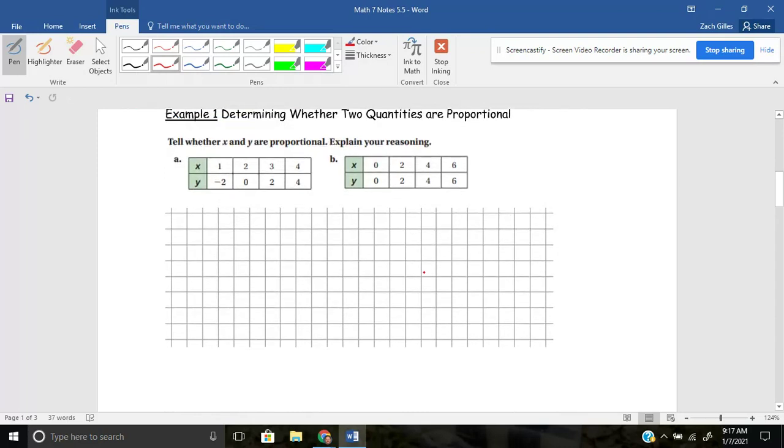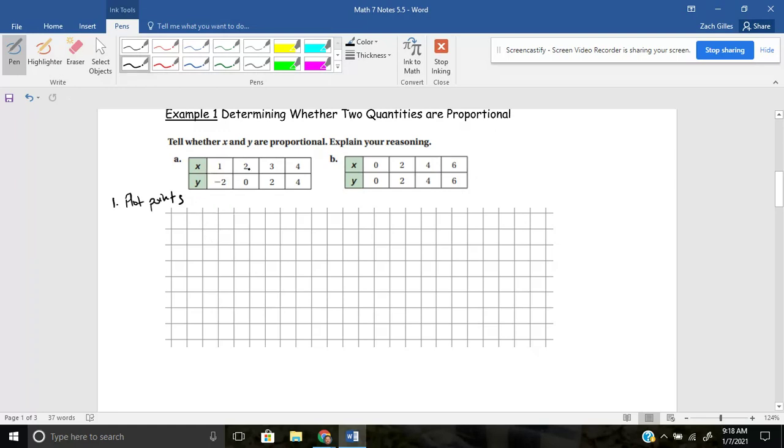All right, let's try one. It says, determine whether two quantities are proportional. Tell whether x and y are proportional and explain your reasoning. So here we have a table. What I want to do first is plot the points from the table and then draw a line through those points. I'm going to try to fit both A and B on this piece, so I'm going to make two separate graphs here.